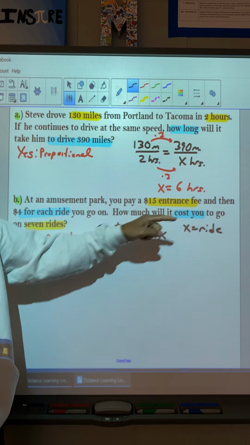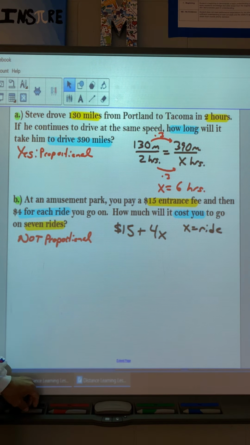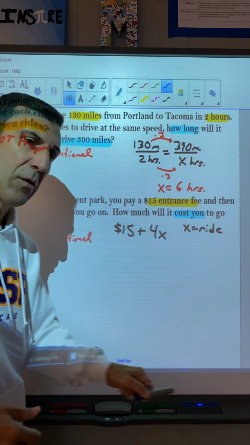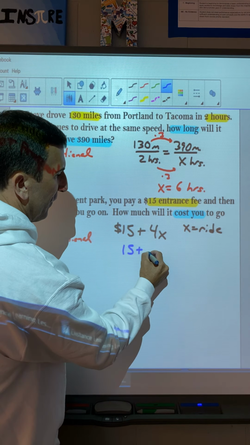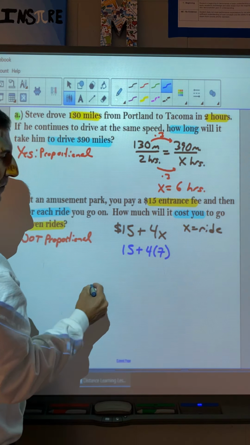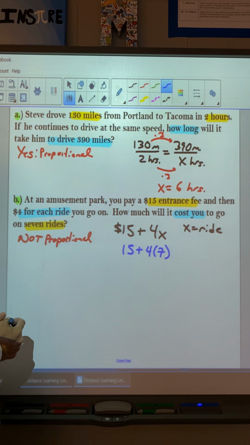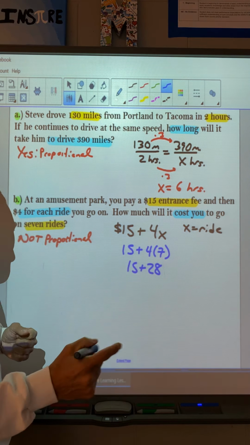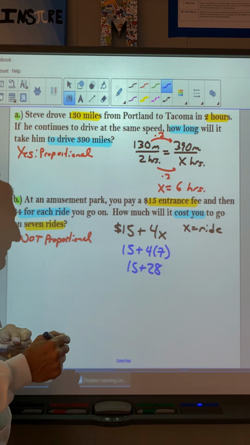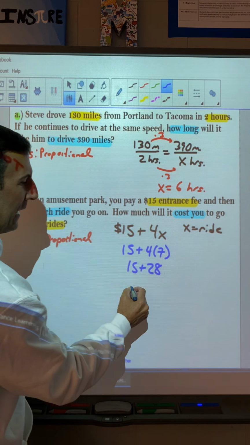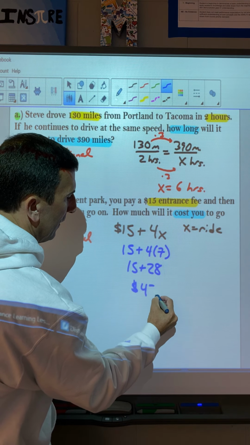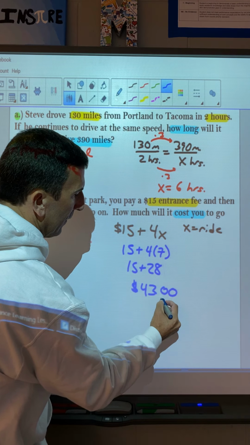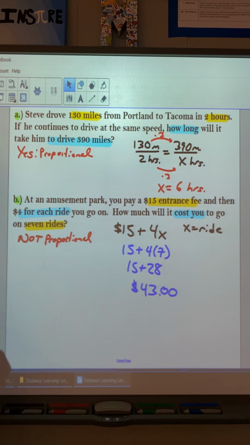So they want to know how much will it cost you to go on 7 rides. All right, well, put your 7 in there and find out. So we have 15 plus 4 times 7. I need 4 times 7 from somebody. Thank you, Ashley. She said 28. Ashley raises her hand. Thank you, Ashley. And then 15 plus 28 is $43. So it cost us $43 to go on 7 rides.